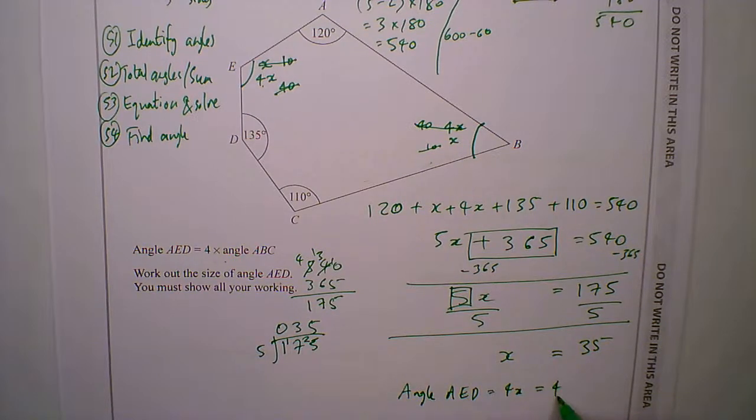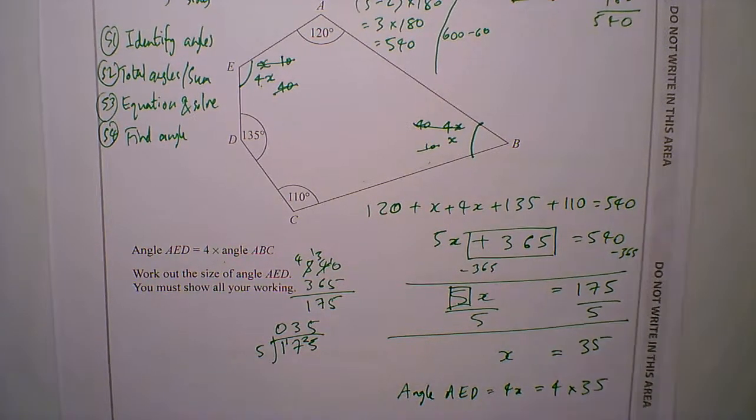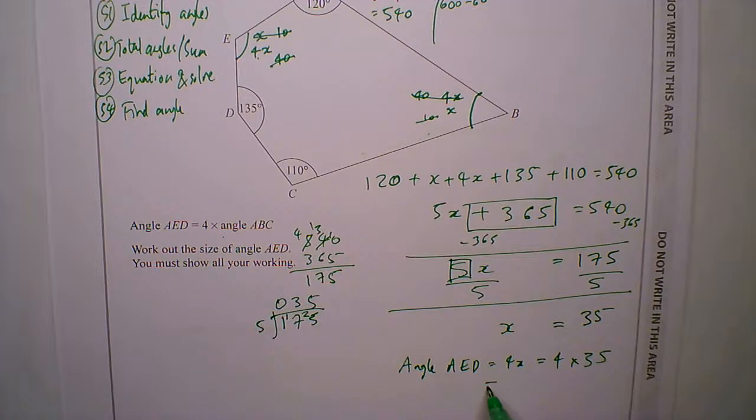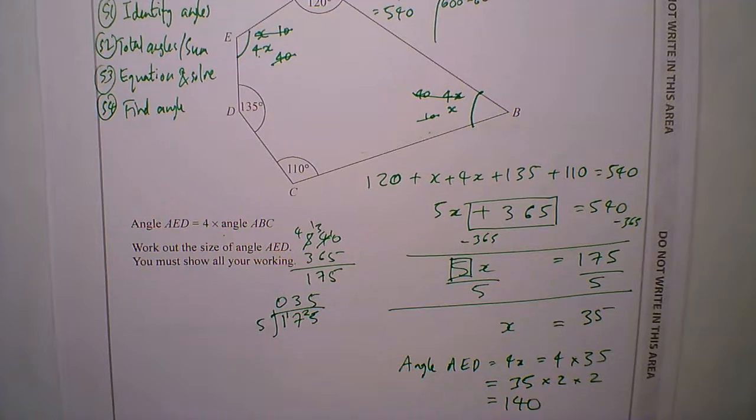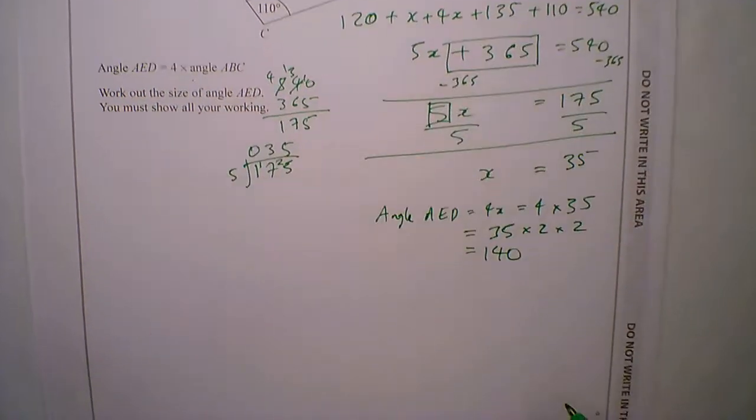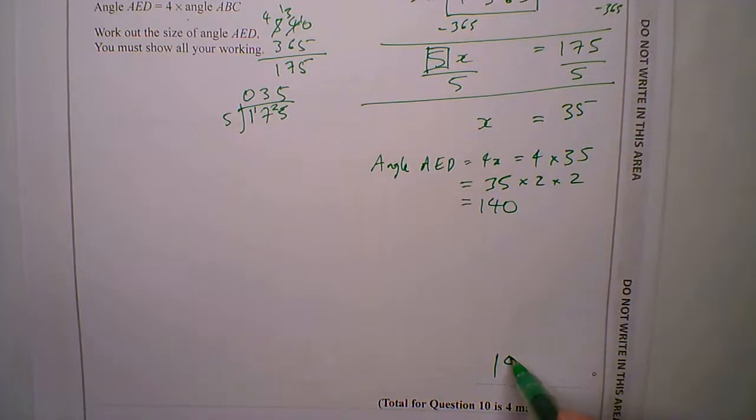So now angle AED is equal to 4 times 35. That's the same as 4 is 2 times 2. So I'm going to do 35 times 2 times 2. So 35 times 2 is 70, times 2 is 140. So that is my final answer, 140.